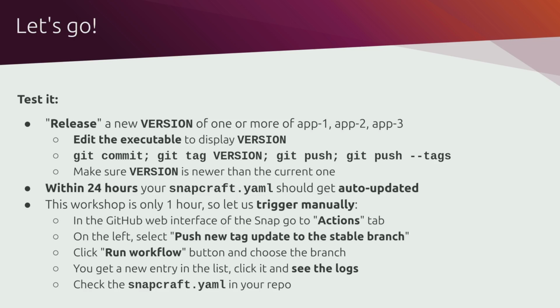And to do an update, to see how it does the automatic work to update your snap when an upstream release happens, you need to create a new tag on one of app 1, app 2, or app 3, and then run the workflow again, and it will find that there's a new tag. You must have naturally a new version number in this tag. Then it will replace the old tag by the new tag in snapcraft.yaml.